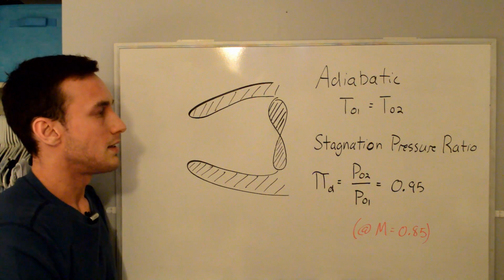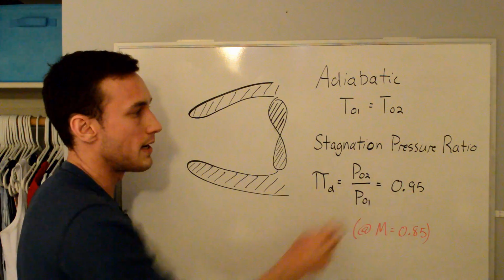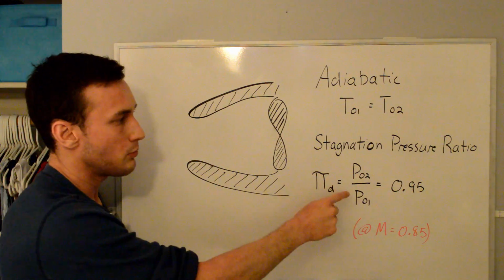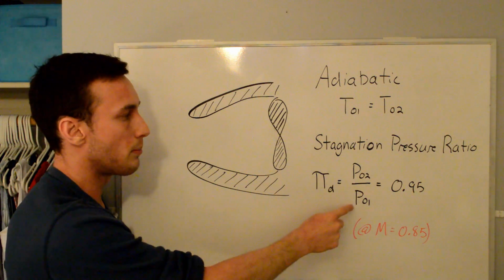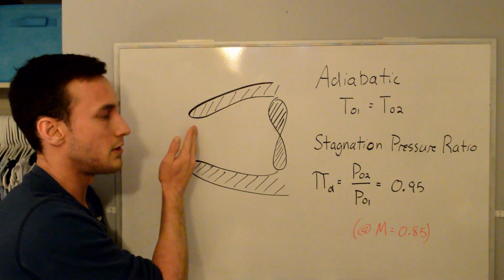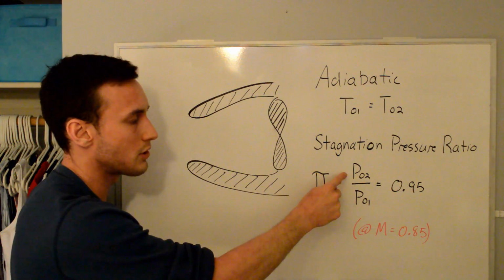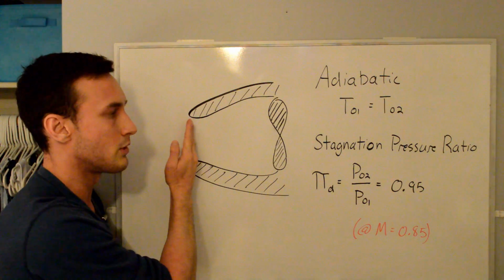The second thing is that the stagnation pressure ratio is given as 0.95. So the stagnation pressure ratio is P02 over P01. So it's the stagnation pressure here at the exit over the stagnation pressure at the inlet. And you can see that it's a number that's less than 1, which means that the stagnation pressure here is less than the stagnation pressure here.